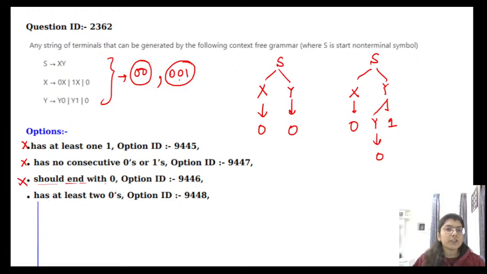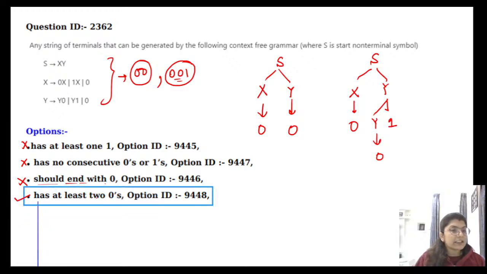So has at least two zeros. Again, this one is correct. So the correct answer out of the 4 options is option number 4. Has at least two zeros. Clear everyone?